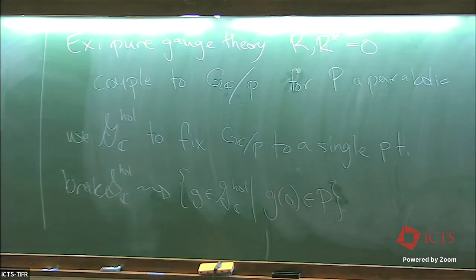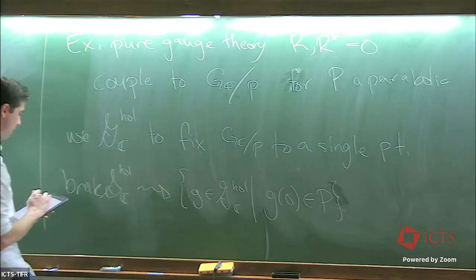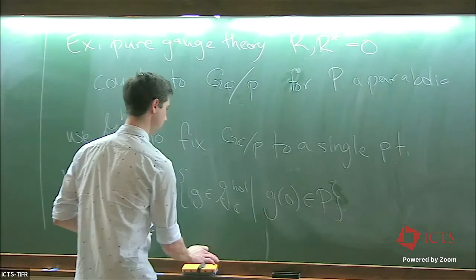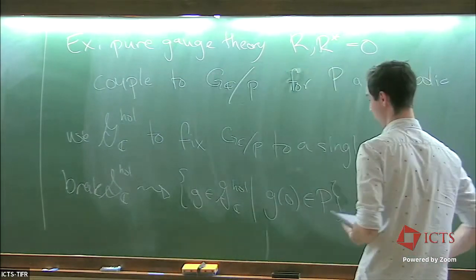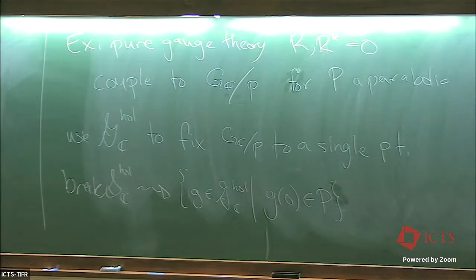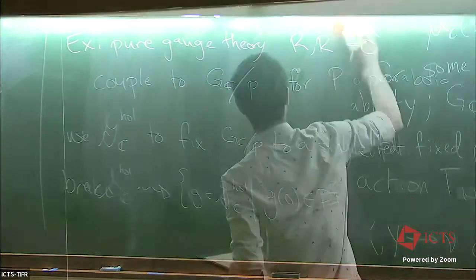And so we find that this group of holomorphic transformations localizes to, or gets broken down to the subgroup that lands in our preferred parabolic at z equals 0.